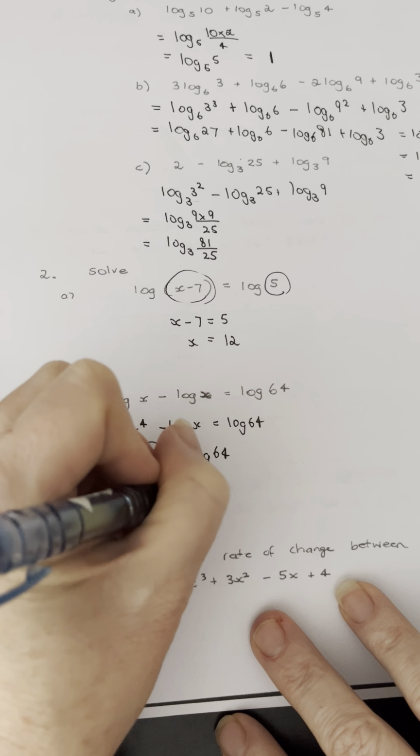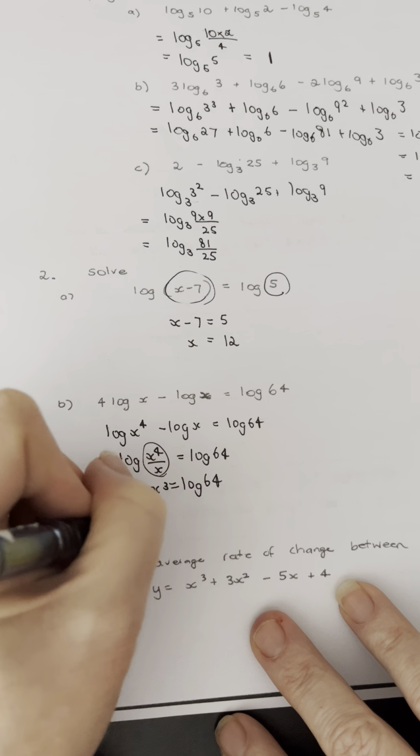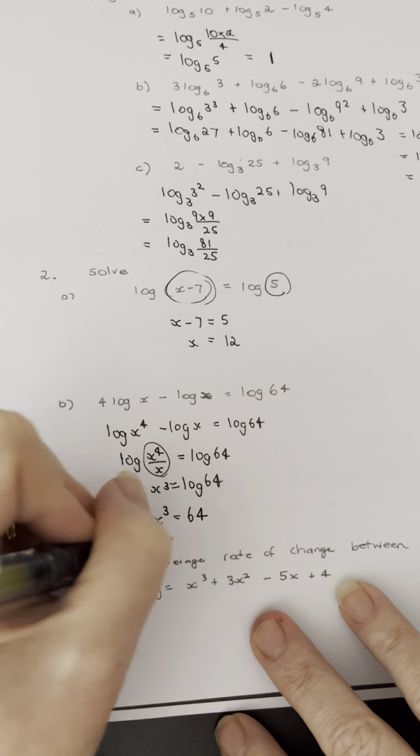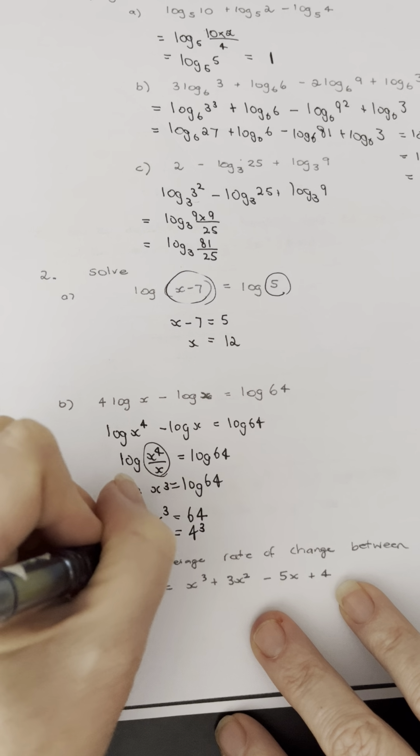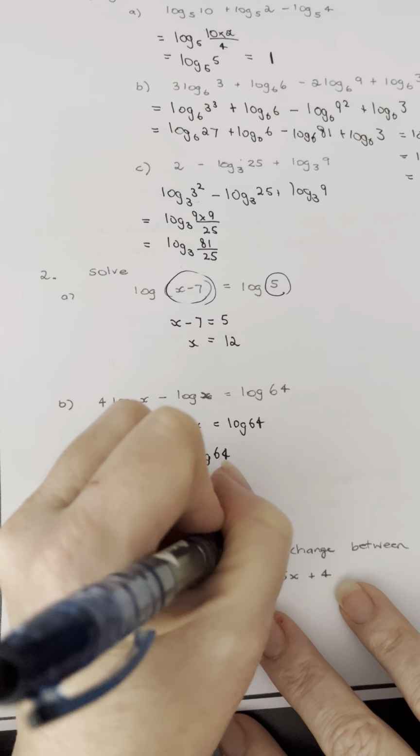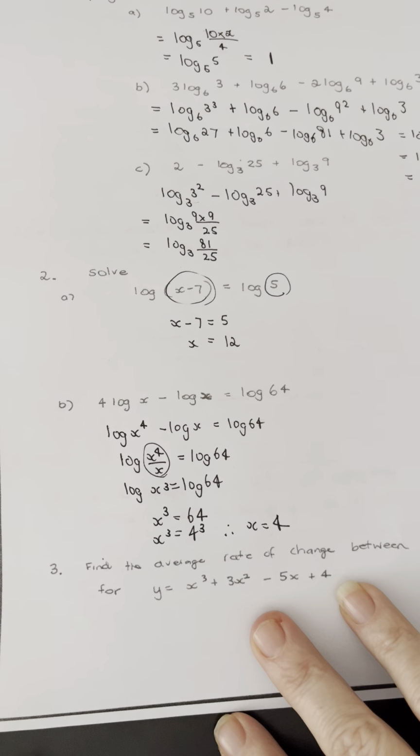Now if we've got that log on both sides, we can then say x to the power of 3 must be equal to 64. That's 4 to the power of 3. Therefore, x must equal 4.